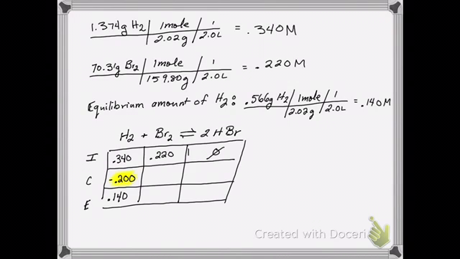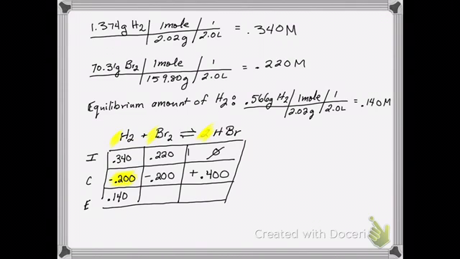Now remember, reactants are being consumed, so the amount should be negative, so negative 0.200. And there is a 1-to-1 mole ratio between hydrogen and bromine, so I can also assume that the bromine is going to drop by the same amount. Now, because there is a coefficient of 2 on the HBr, I'm going to double that amount, but make sure that it is positive. So it'll be positive 0.400.